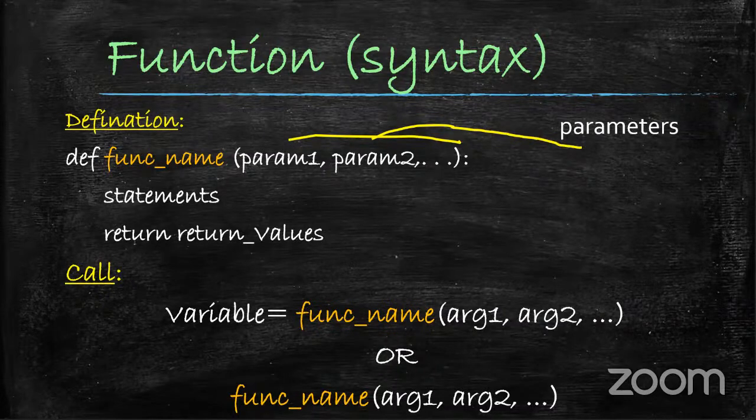Yes, sir. Now suppose you don't have a return statement. That means your program is not returning anything. In that case, you can just write function name, bracket, argument 1, argument 2, and so on. You are not returning anything, so there is no need of storing anything here. That is clear? Yes, sir. Okay.